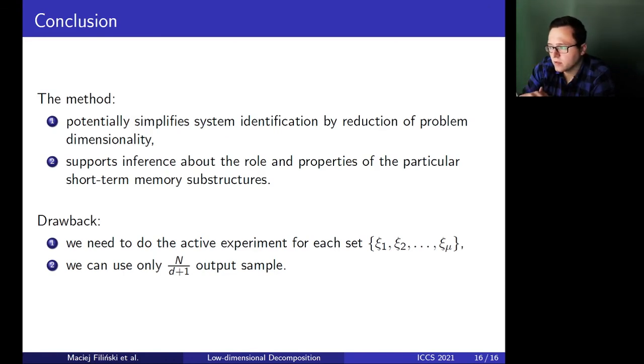And this method has some drawbacks. First, we need to do an active experiment for each separation scheme. And the second drawback is that we can use only n over d plus 1 output samples. So we lose some of this value.